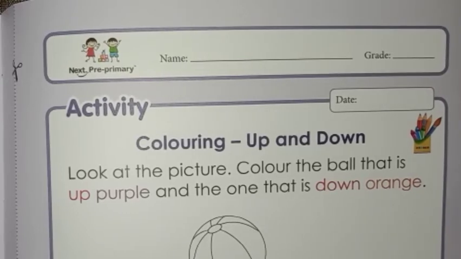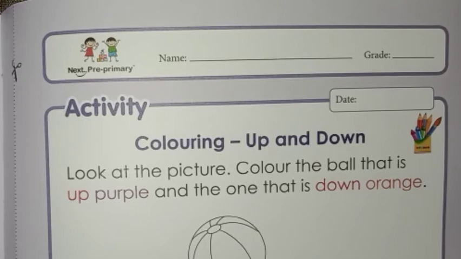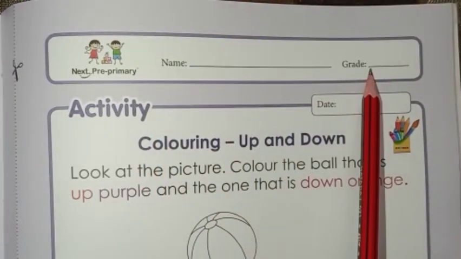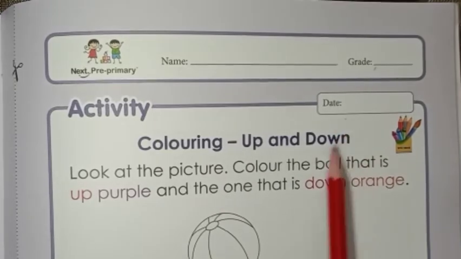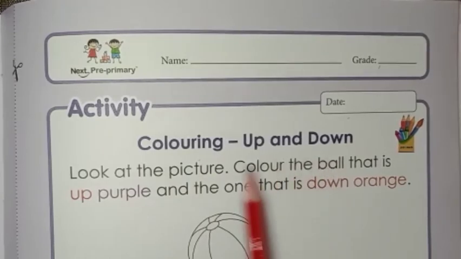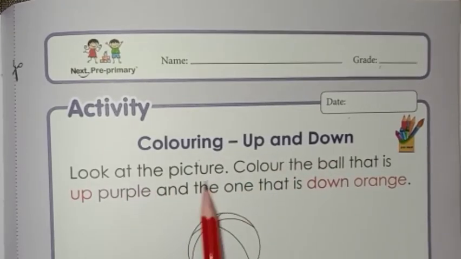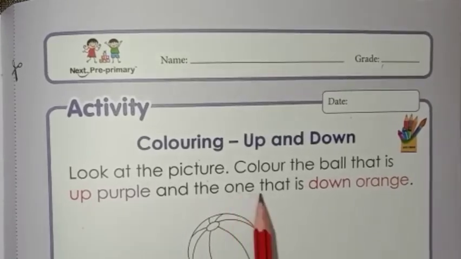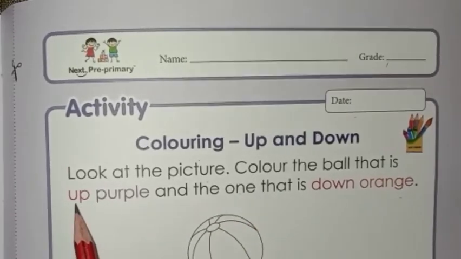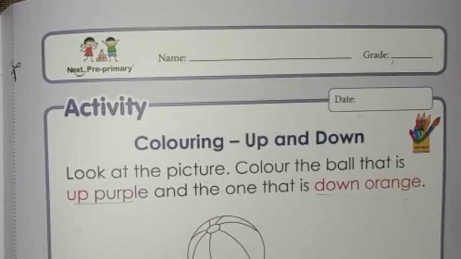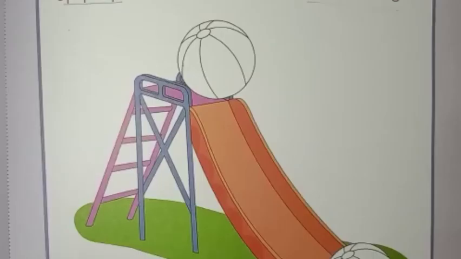Now we will do page number 91. This is an activity. Firstly, you have to write down your name and grade. You have to write the date here. Now read it. Coloring up and down. Look at the picture. Color the ball that is up purple and the one that is down orange. जो बॉल ऊपर है उसे पर्पल करना है, जो डाउन है उसे ऑरेंज करना है.